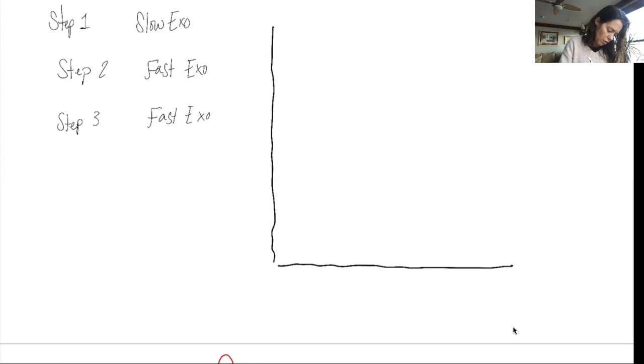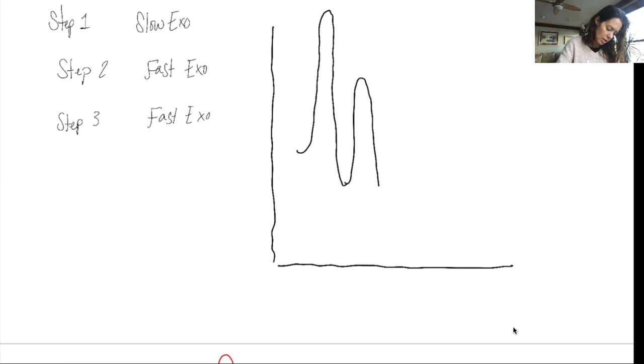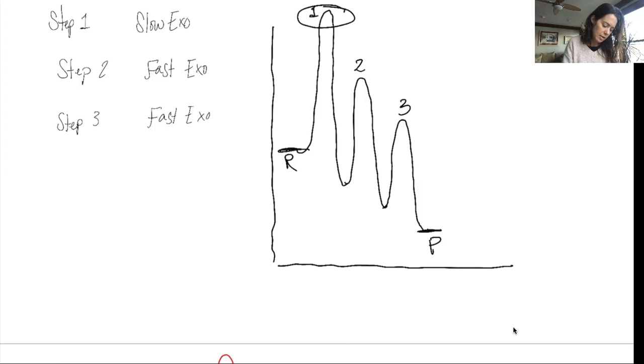Let's do another one since it's here. You can pause. See, we got a slow step. So the first step is slow. It's exo. Oh, I better start higher. It's exo. So the line has to come below it. Second step is fast. So a lower activation energy, exo, comes below it. Third step is fast. Lower activation energy comes below it. Reactants, products, step 1, step 2, step 3. We know that this is the slow step because it has the highest activation energy.